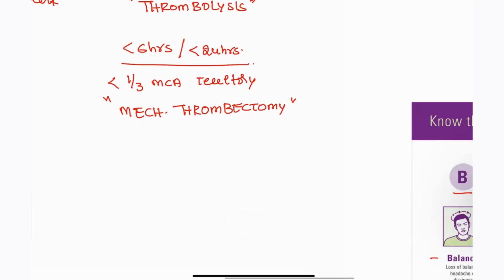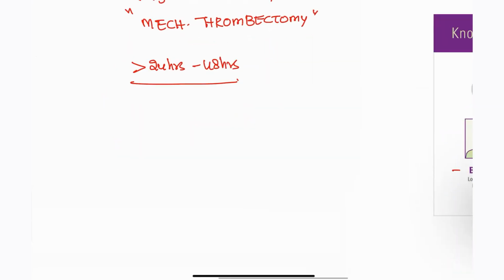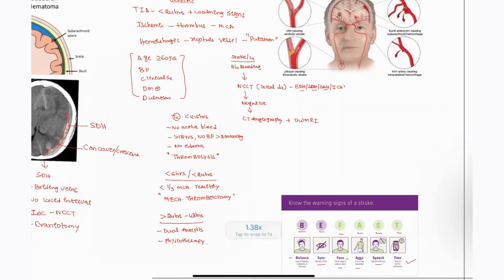But if the patient is more than 24 hours to 48 hours, for this patient we have to go for dual antiplatelet therapy and physiotherapy. We cannot proceed for any other treatment, right? This is how you have to proceed for stroke.